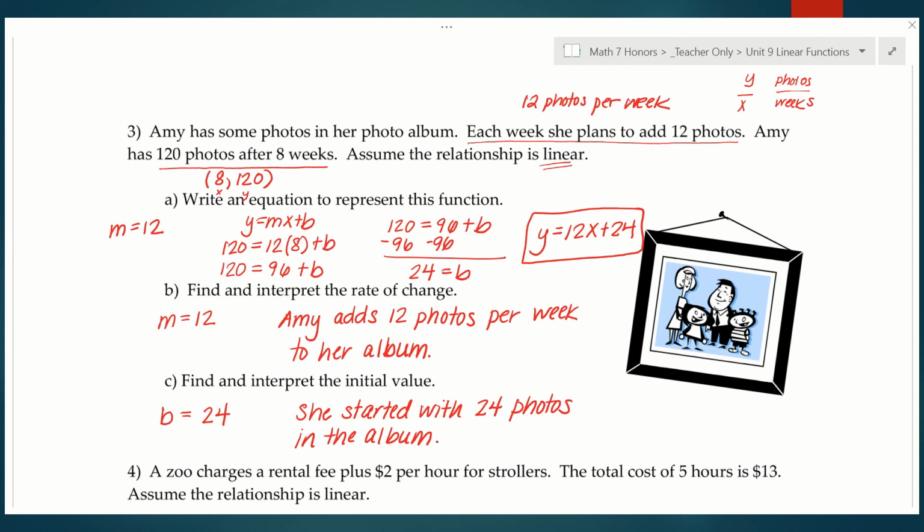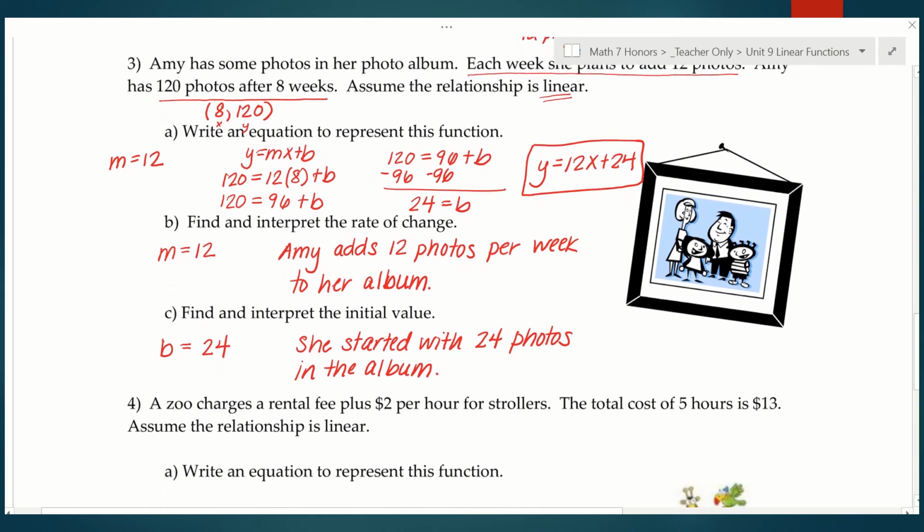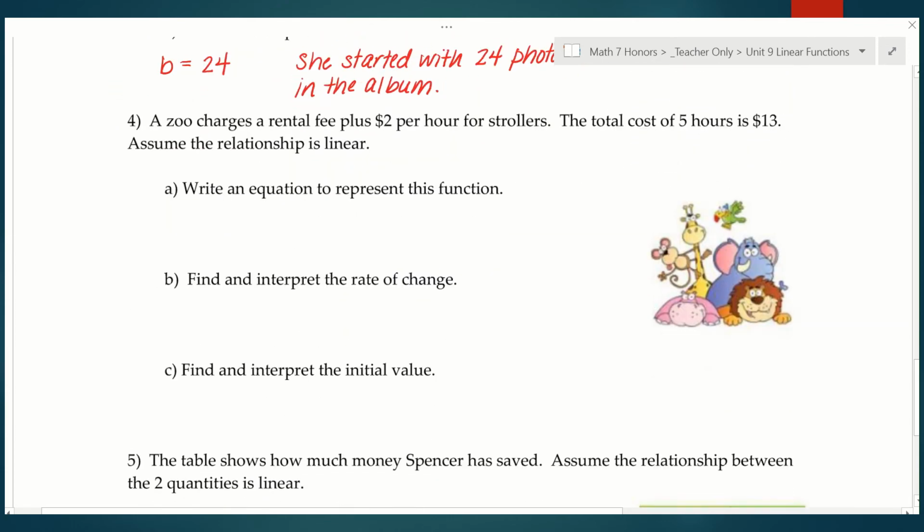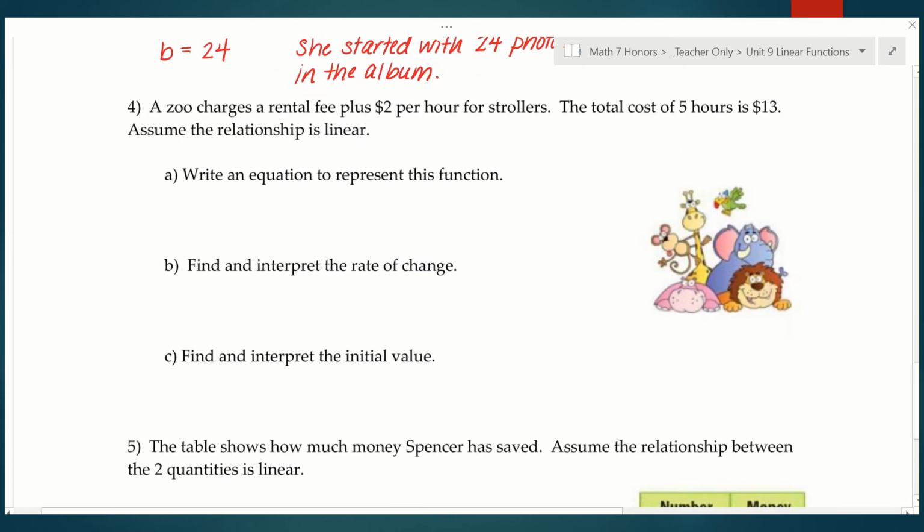All right, let's do another one that's similar to that. Make sure we're okay. A zoo charges a rental fee plus $2 per hour for strollers. The total cost of 5 hours is $13. Again, we're going to assume that this relationship is linear. Can you spot the rate of change or the slope in this problem? Here it is: $2 per hour. That's your rate, which means my slope is 2.